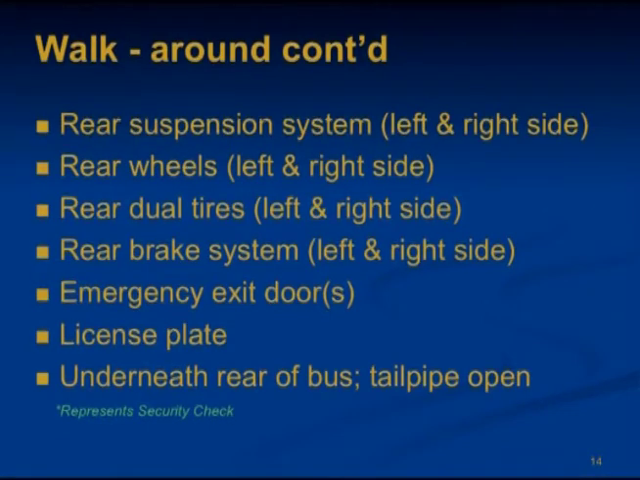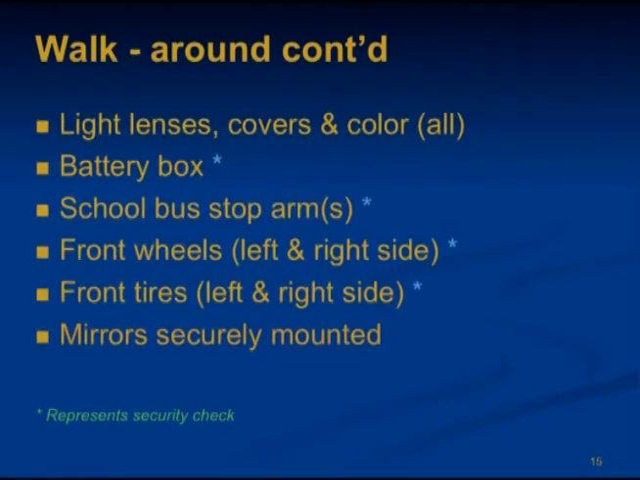Make sure that the tailpipe is not crimped shut and not clogged and does extend past the edge of the bus. As you continue up the left side, make sure that all lights and reflectors and lens covers are clean, secure, not broken, and are the proper color. Amber in the front or rear axle and red behind the rear axle.